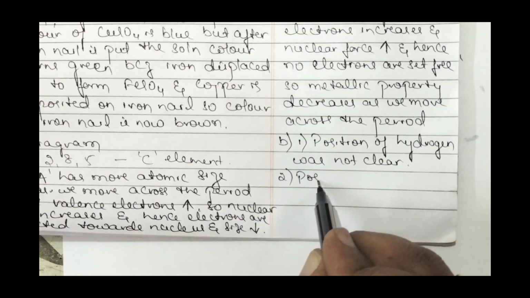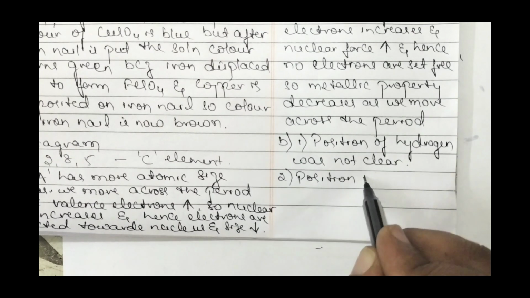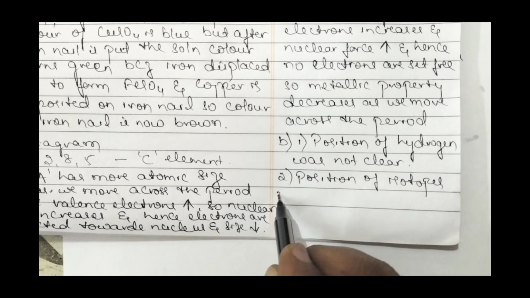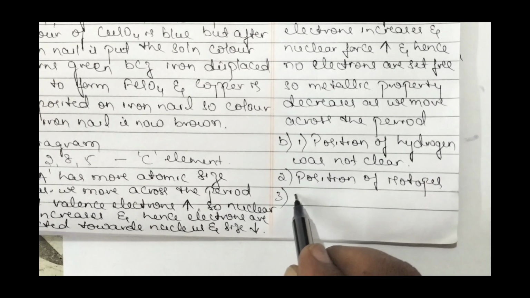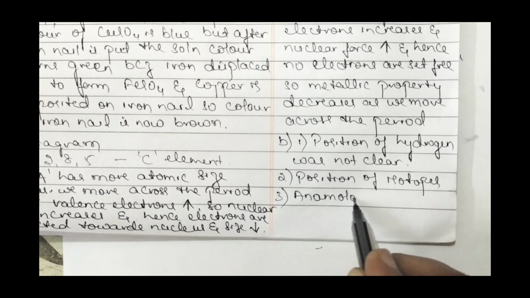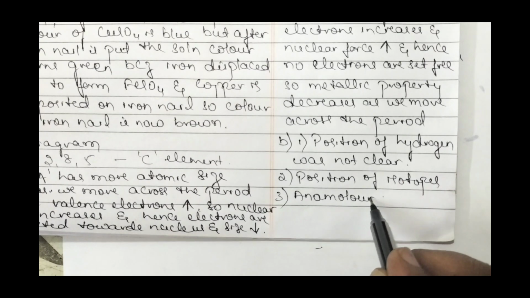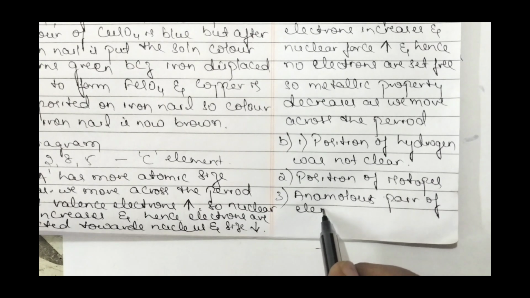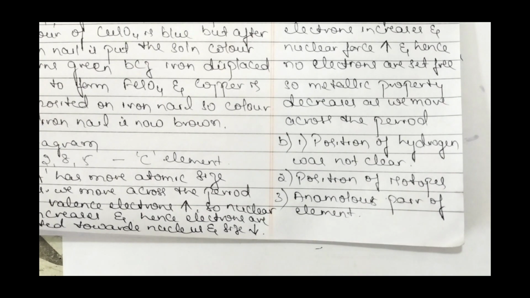about position of isotopes. This is the second drawback. Then third one is anomalous pair of elements. This is the third drawback of Mendeleev's periodic table. So these are the limitations or drawbacks of Mendeleev's periodic table.